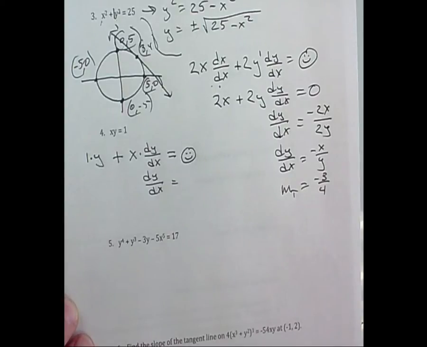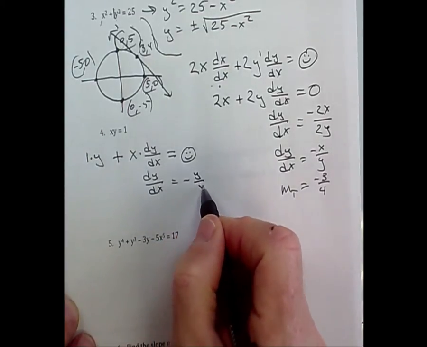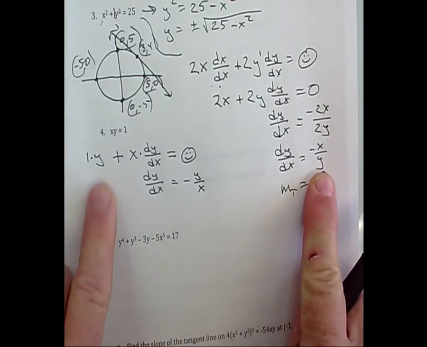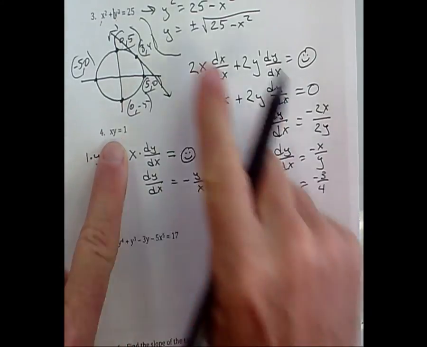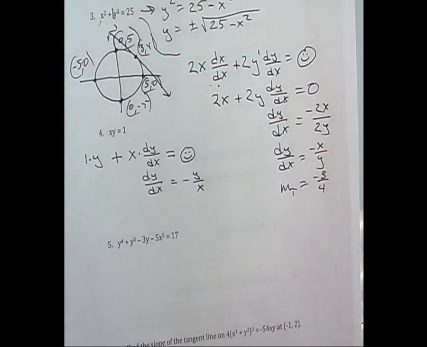That would be negative y divided by x. Negative y divided by x, which is the reciprocal of this one, right? It's like there's a relationship between this one and this one. And there is. I've seen the proof with straws.